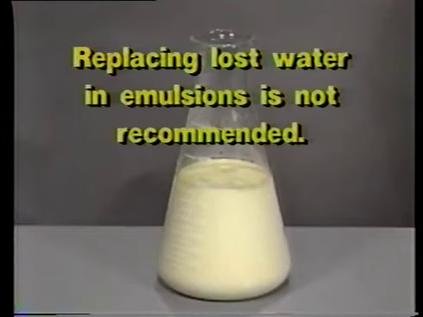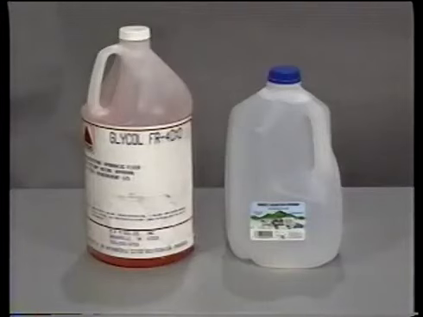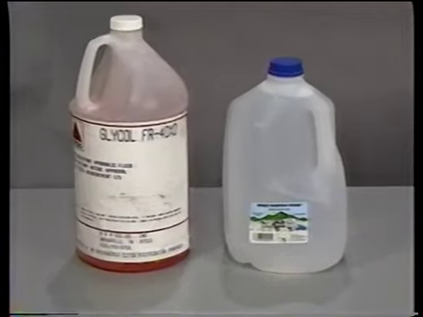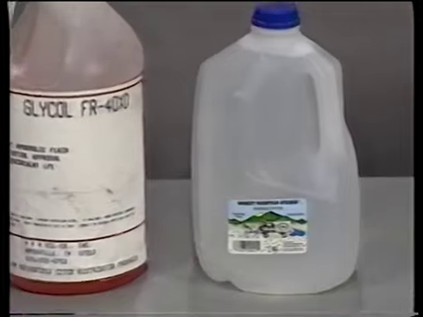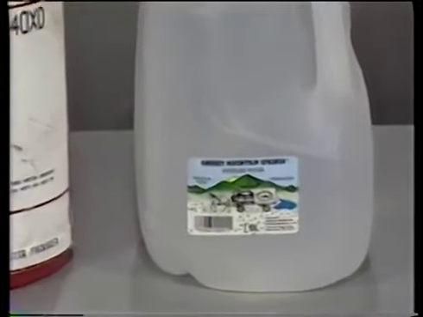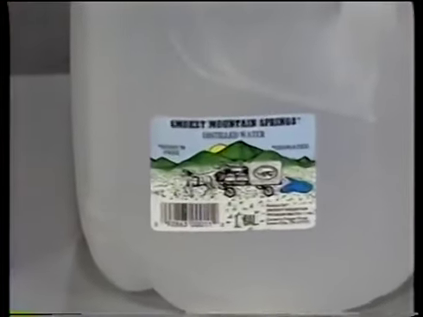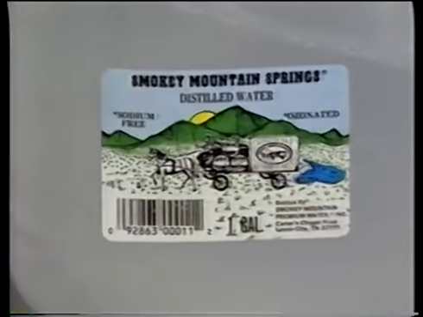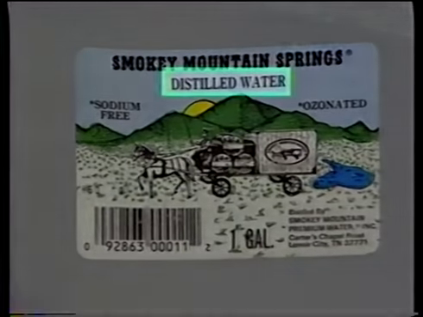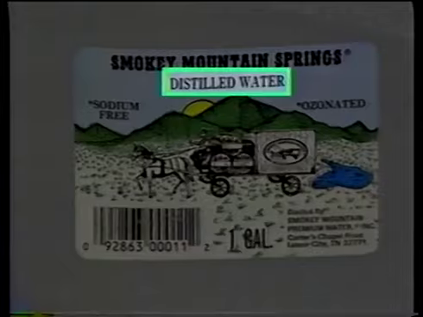Replacing lost water in an emulsion is not recommended. Without special equipment, it is difficult to get the two substances to emulsify correctly and obtain the proper percentages of each. However, water can be replaced in water glycol solutions, but be careful where you get the replacement water. Common tap water can contain chemicals and solids that can damage a system. If you have to add water to a water glycol fluid, make certain you use distilled or deionized water.